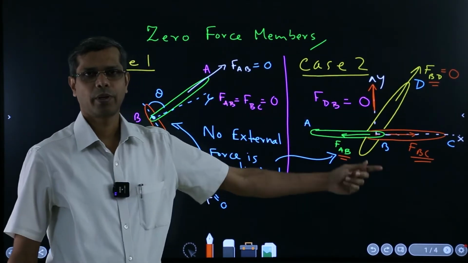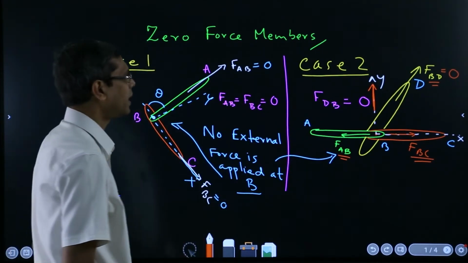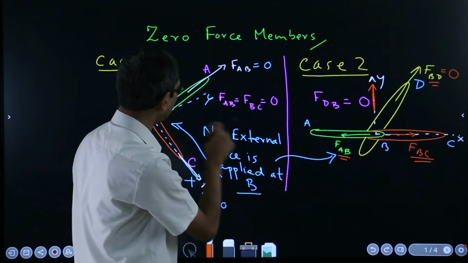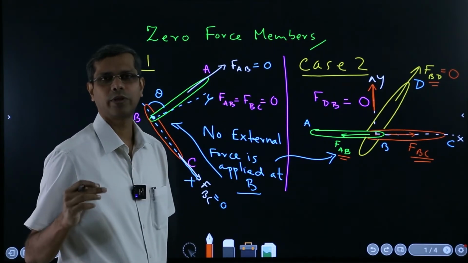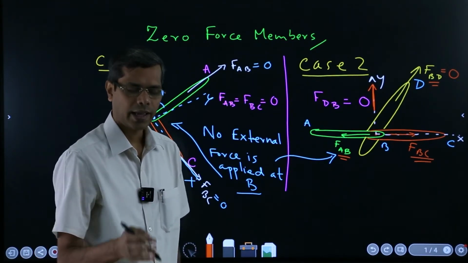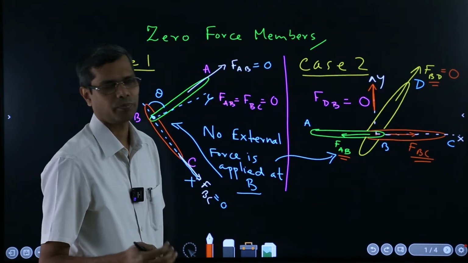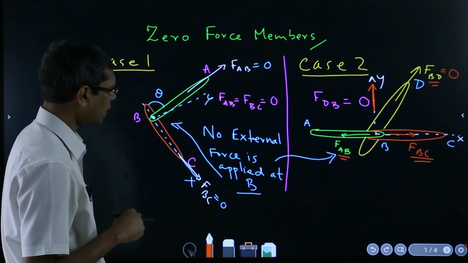So under these two conditions you can simply visually inspect and tell the zero force members. And once you recognize a zero force member, for analysis purposes you can simply remove it from the structure, or just assume that it is not there, and analyze without it. Okay, so that's one of the concepts.